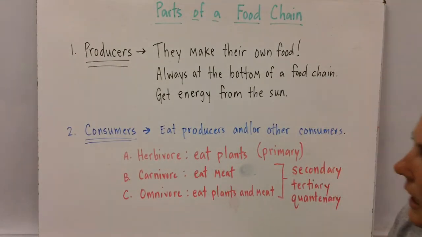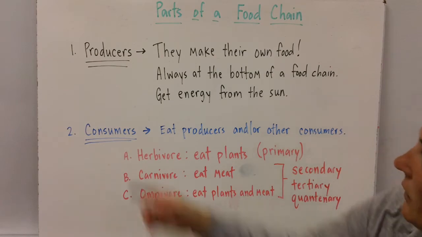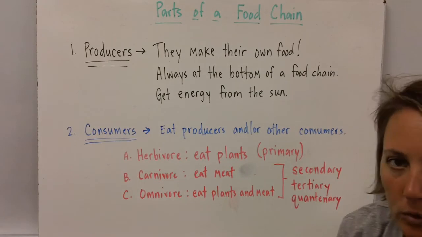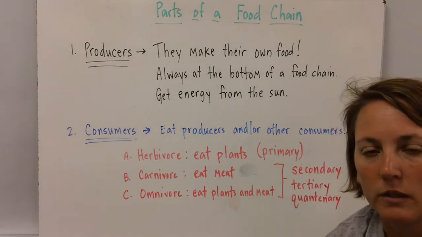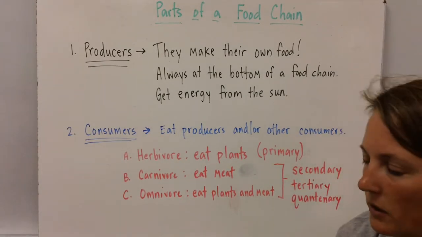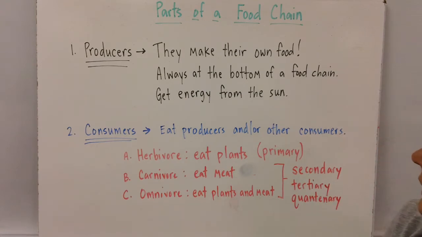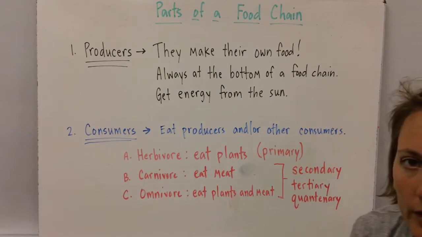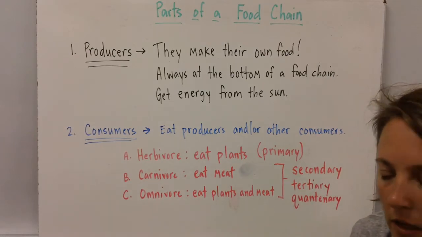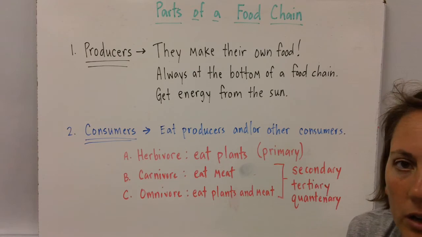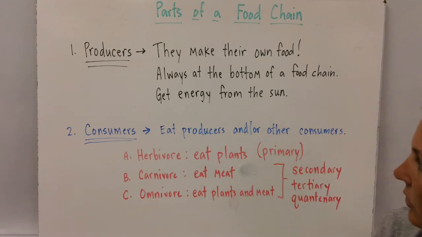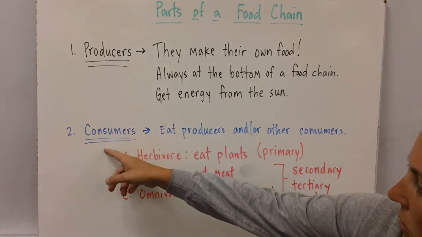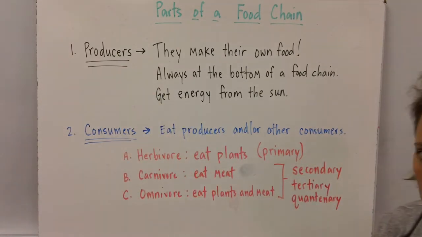So every food chain has specific parts. You could either be a producer, right? And producers are something that make their own food. This goes back to our study of photosynthesis, and these would be the plants in an ecosystem. Their job is to produce their own food. All right, producers are always at the bottom of a food chain, and they get their energy from the sun. So they use the energy from the sun plus water and carbon dioxide in order to make glucose and then oxygen.